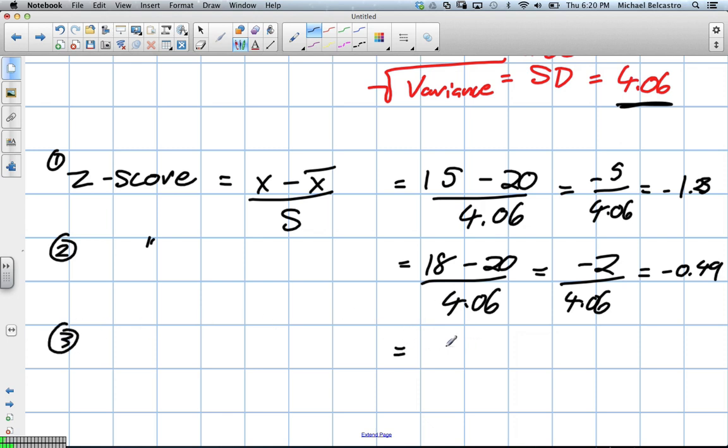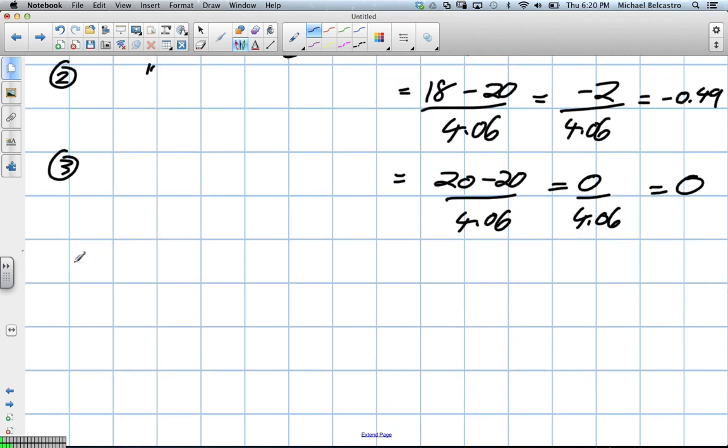The third number was 20. And here's a quick way. 20 subtract 20 is going to give us 0. And what is 0 divided by 4.06? That's right. We have a z-score of 0. In other words, it's directly on the mean. And z-scores talk about how far we are from the mean. I'll show that in a second.